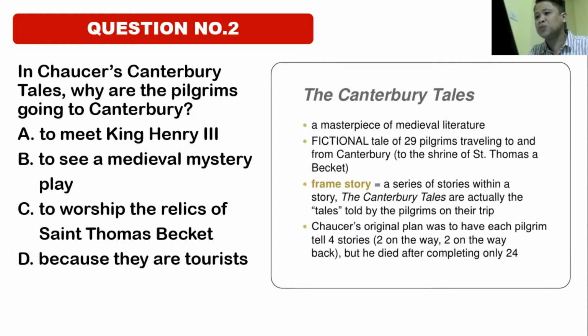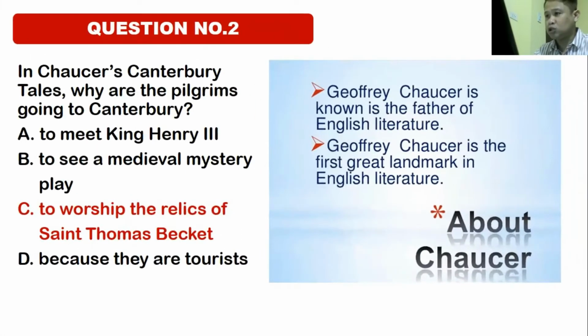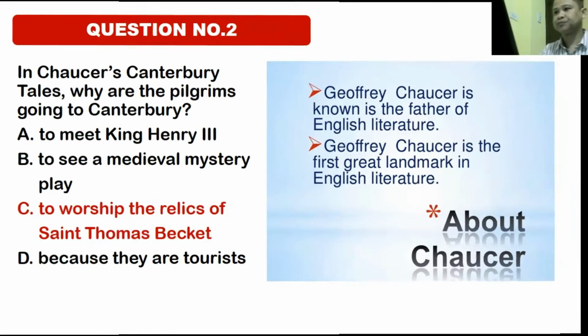A series of stories within a story. The Canterbury Tales are actually the tales told by the pilgrims on their trip. Chaucer's original plan was to have each pilgrim tell four stories, two on the way, two on the way back, but he died after completing only 24. So Geoffrey Chaucer is known as the father of English literature. Chaucer is the first great landmark in English literature.